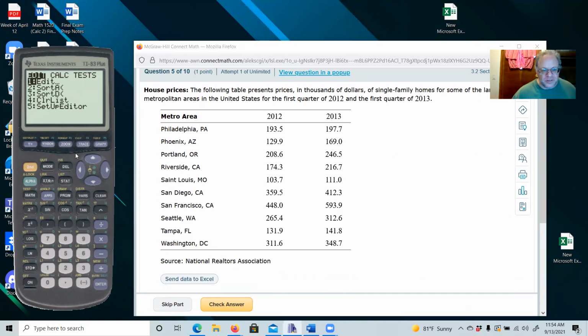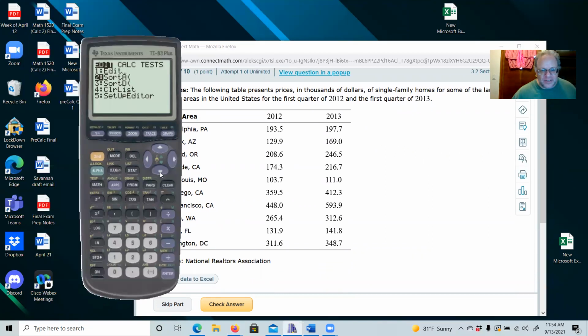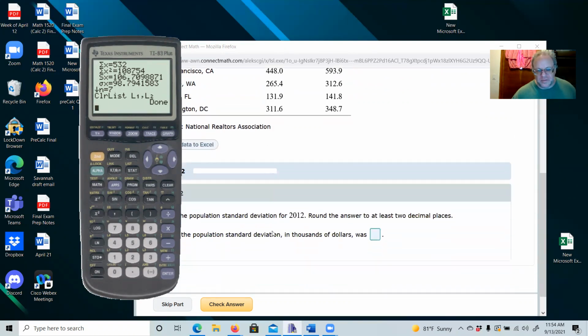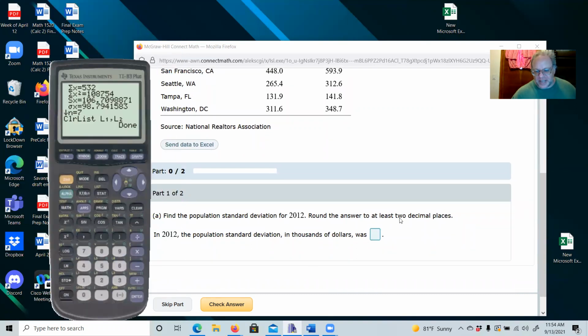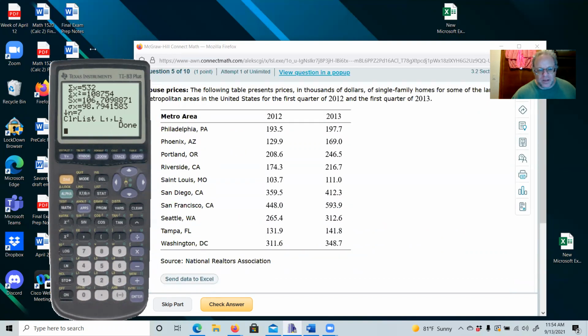So we're going to do stat, and we go ahead and say clear list. I'm going to clear both of them, so list 1, comma, list 2. And we're going to do part A for this one: find the population standard deviation for 2012.